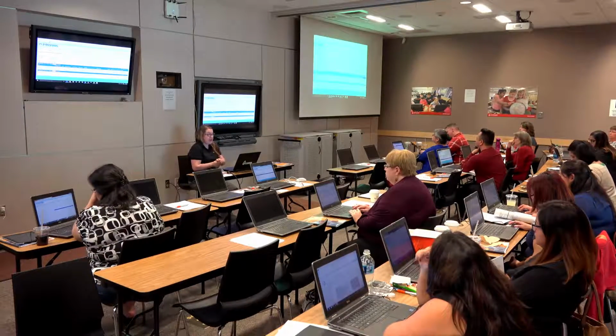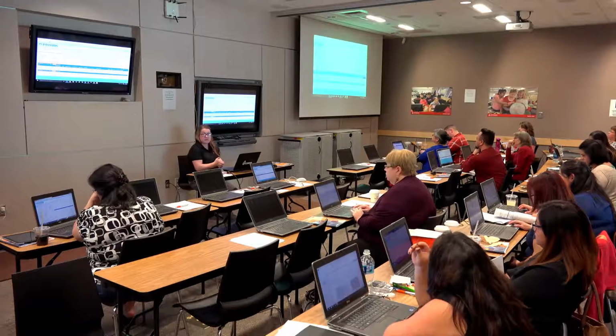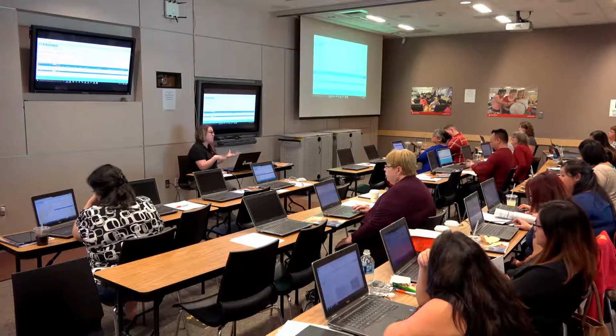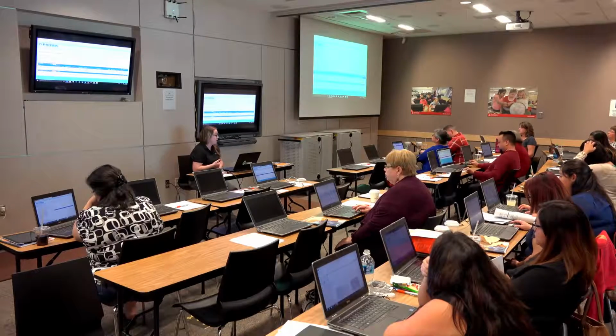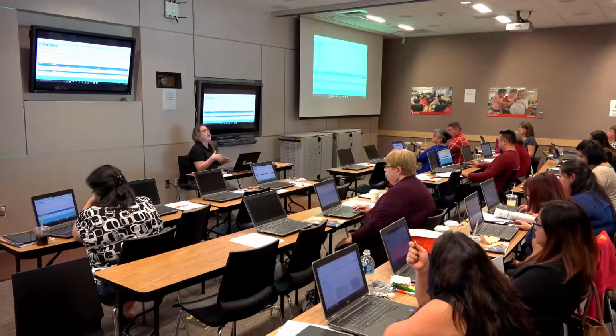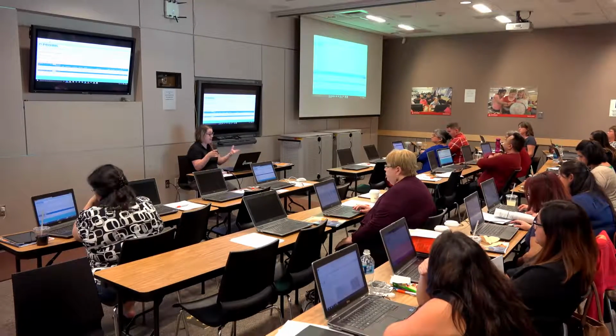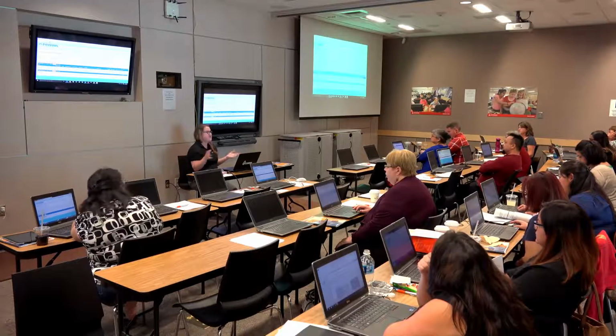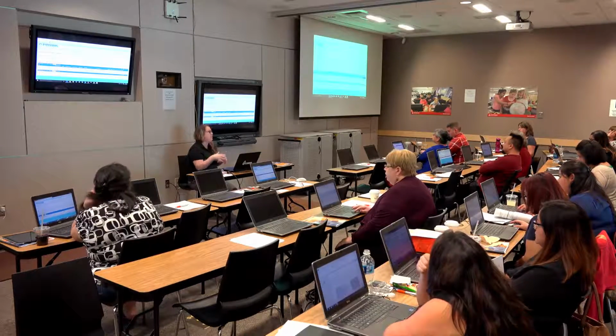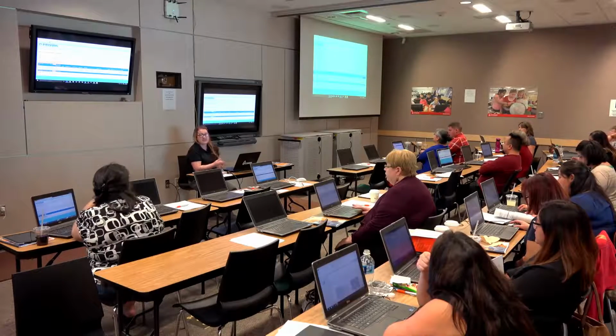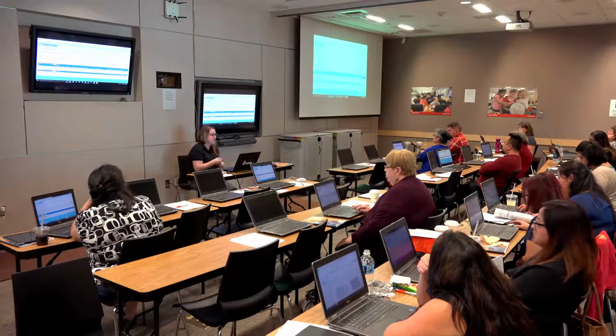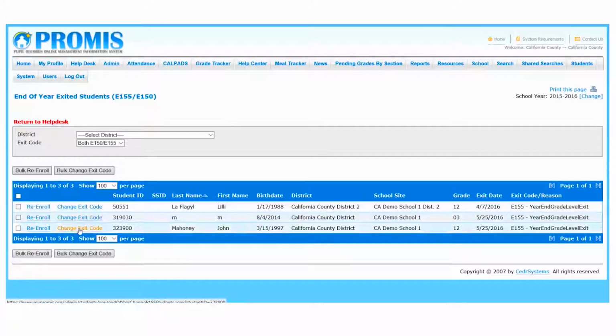Say, for example, you thought John Mahoney was supposed to come back and he doesn't. You can also bulk change exit codes from here. So if he doesn't come back and he doesn't enroll in the fall and he's still kind of sitting there, you're like, oh, what do I do with these? Okay, let me figure out what's going on with him. Oh, he didn't come back. I need an exit code of a T160. You can do that from here. You can do it in bulk. So if there's multiple kids, you can click them and do multiple bulk change exit codes. Or if you just have one, you can click on the link right here.